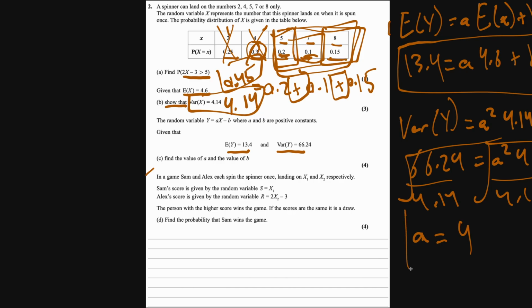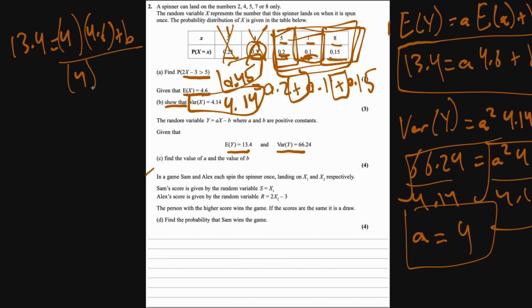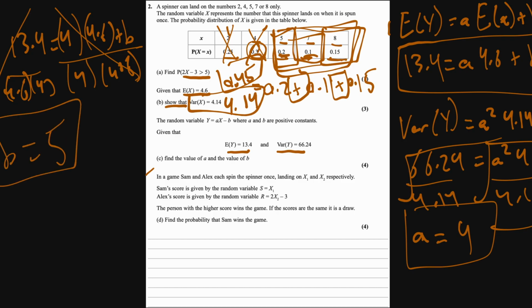And then we would take this 4 and substitute it into the formula we got up here, and we will end up with 13.4 is equal to 4 multiplied by 4.6 plus b. And then again, algebraic manipulation, and after you do that, you will end up with the value of b being 5. So a is 4 and b is 5. And we are done with part C.